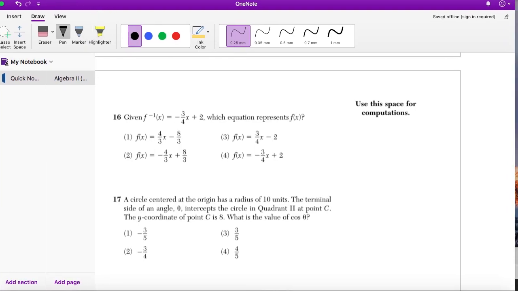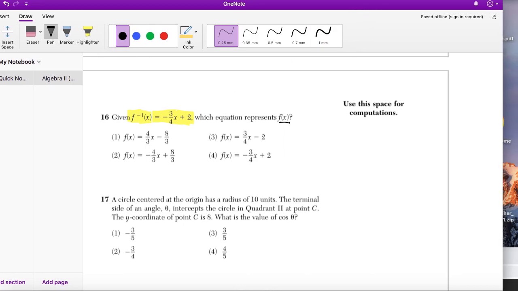So now number 15, given that f inverse x, this negative 1 on top is not an exponent, that means inverse. Given that f inverse x is equal to negative 3/4 x plus 2, which equation represents f of x? So guys, typically you're given f of x, and you're asked what is f inverse x. The great thing is that if you're given f inverse x, all you have to do is take the inverse of that, and you get the original function. So it's nothing that tricky.